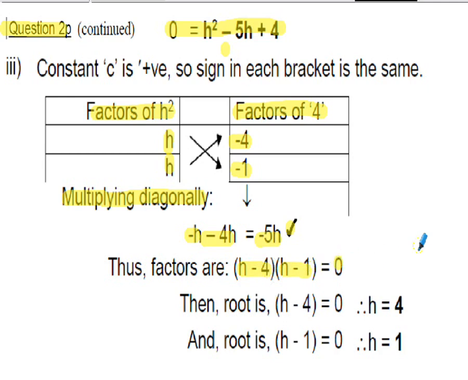That's equal to 0. If we expand those two brackets, we'll get back to the h squared minus 5h plus 4. So to find the roots, we simply take each of the brackets individually, equate to 0 and solve. So h minus 4 is equal to 0, rearranging, adding 4 to both sides, h is equal to 4, and if h minus 1 is equal to 0, then adding 1 to both sides, h must equal 1. So our two solutions, or two roots in this case, are h equal to 4 and h equal to 1.